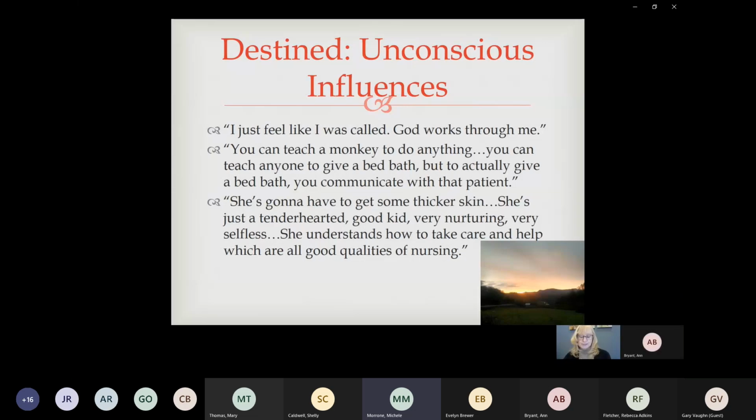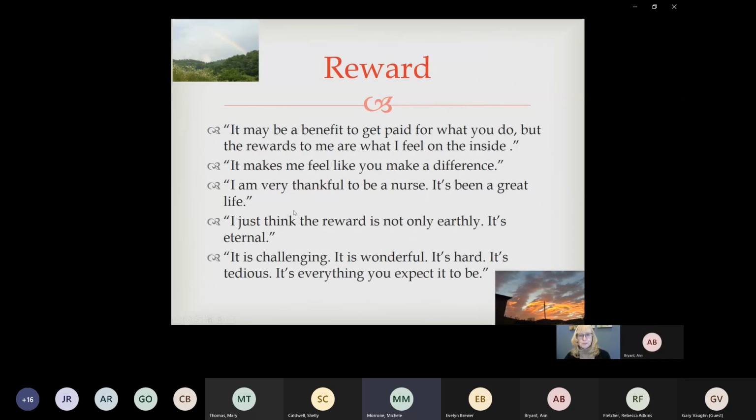Inherent characteristics unconsciously direct one's behavior. One informant said that you needed nursing characteristics pre-existing, and she said, you can teach a monkey how to do anything. You can give a bed bath, but to really give a bed bath, you have to communicate with that patient. And another one said, you know, this person needs to get thicker skin to be a good nurse. She's just a tender-hearted, good kid, but she needs to understand how to take care of herself and then help those others. That's just good qualities of nursing.